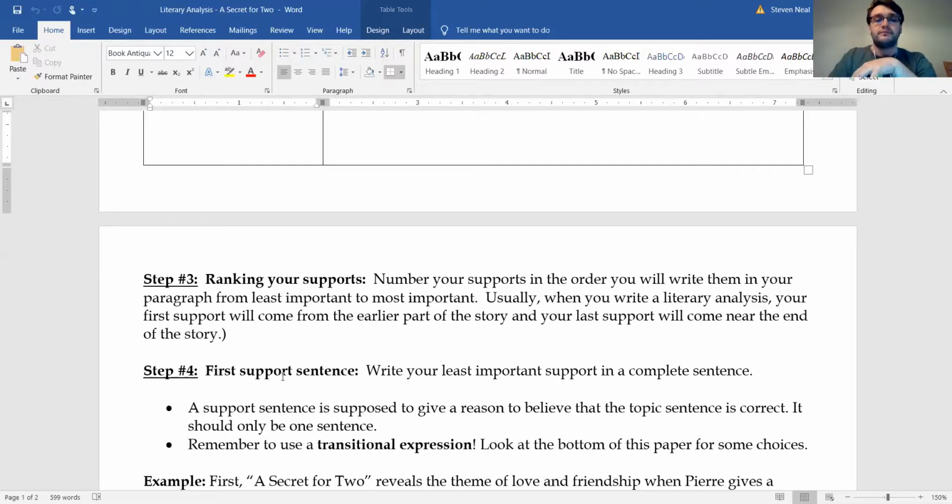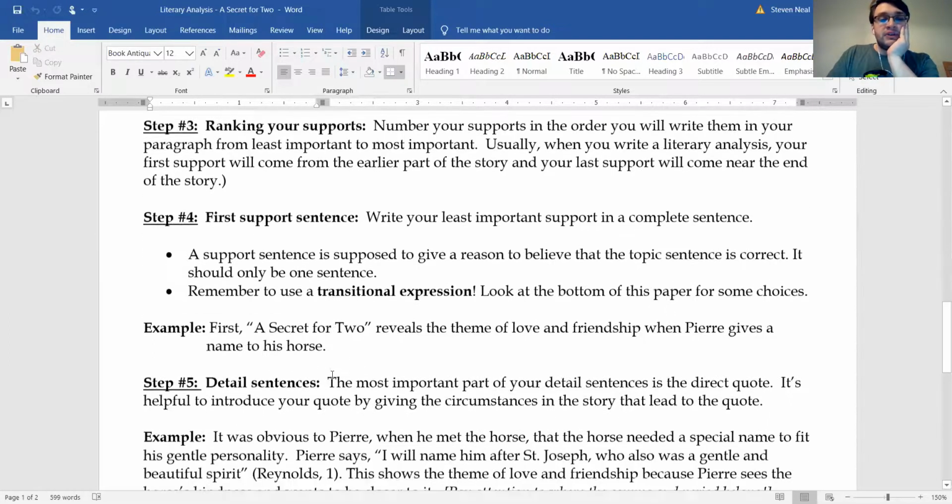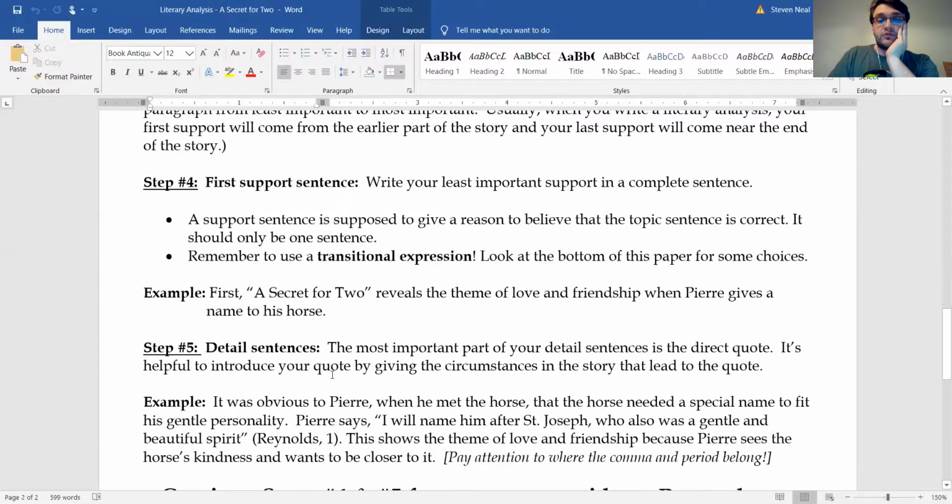So once I have my ideas, and remember, I'm thinking, what are the ideas from the story that show me that it is important to have friendship and love? Then I'm going to start my process of writing my literary analysis, okay? So you'll notice where it says step 4, first support sentence. Step 5, detail sentences.